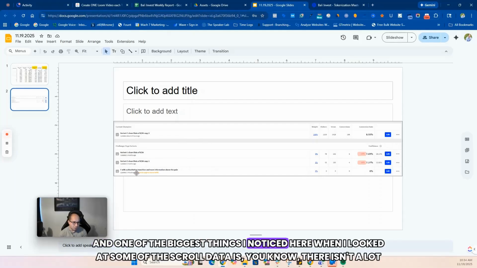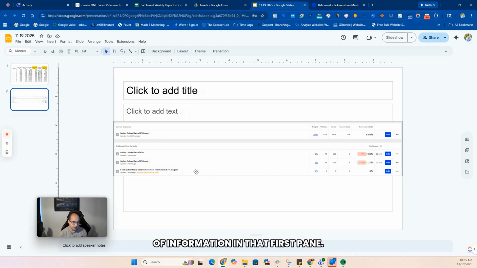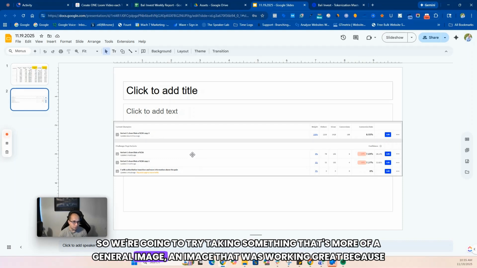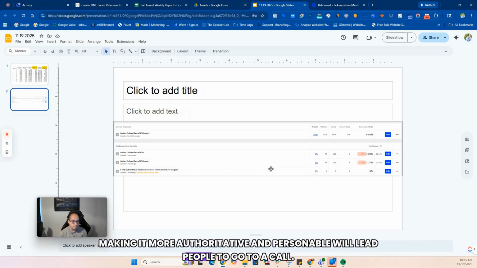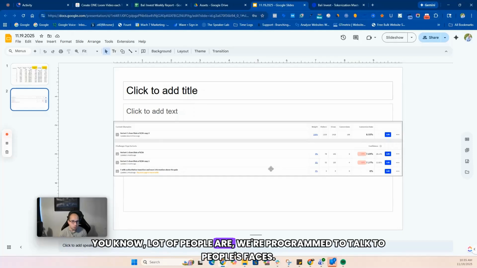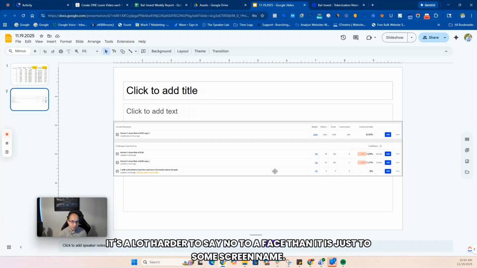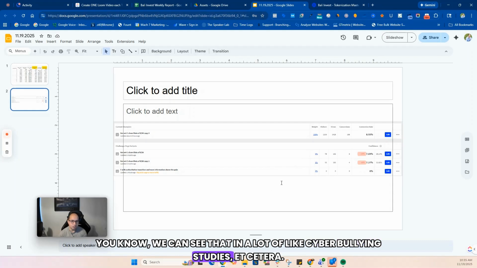And one of the biggest things I noticed here when I looked at some of the scroll data is there isn't a lot of information in that first pane. It's not very authoritative. It's not very personable. So we're going to try taking something that's more of a general image, an image that was working great, because we're still getting almost 9-10% with over 1,000 visitors. We need to see if possibly making it more authoritative and personable will lead people to go to a call. A lot of us are programmed to talk to people's faces. That's why it's so important to have your face here. It's a lot harder to say no to a face than to some screen name, and we can see that in a lot of, like, your cyberbullying studies, etc.